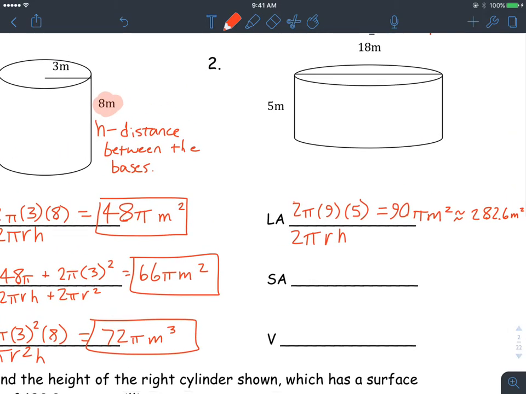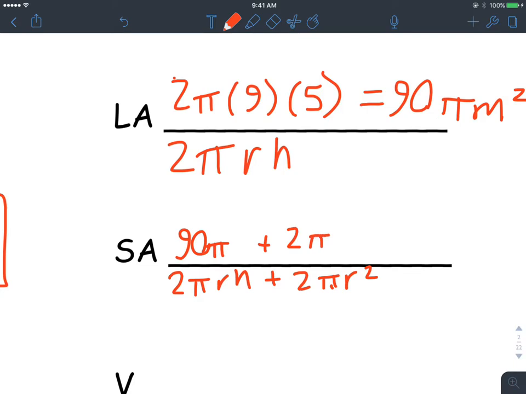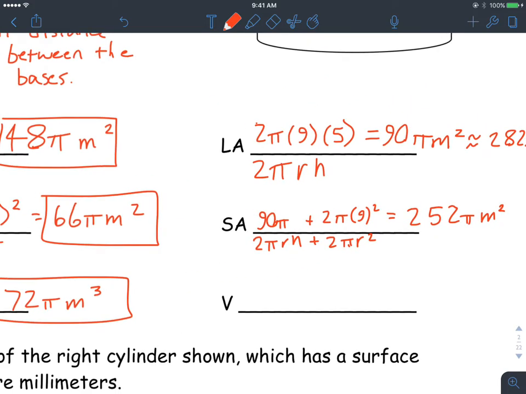Okay, surface area: that'll be the 2 pi r h, and then add on the 2 pi r squared. So you take your 90 pi, and then we add on 2 pi, and the radius was 9, so 9 squared. It'll be 81 times 2, and then you add all that up. Whenever you do that, you get 252 pi meters squared. But I would definitely practice typing that in and making sure you're getting the same things.